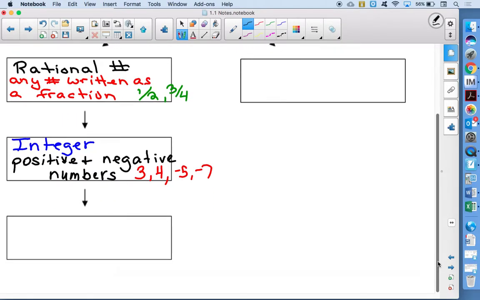How about the last type of number? What other kind of numbers are there? So there's rational, integer, and then the ones that are only positive. What are they called?